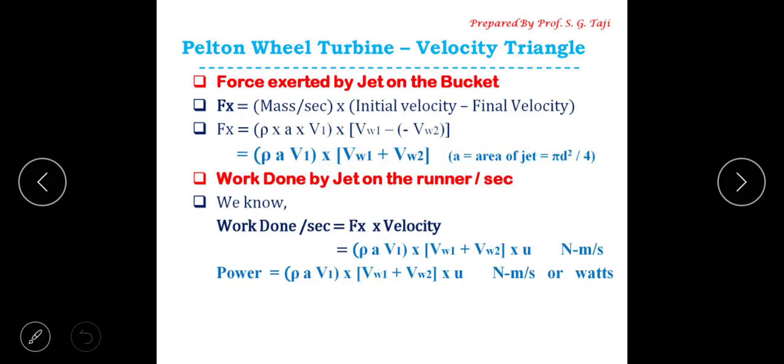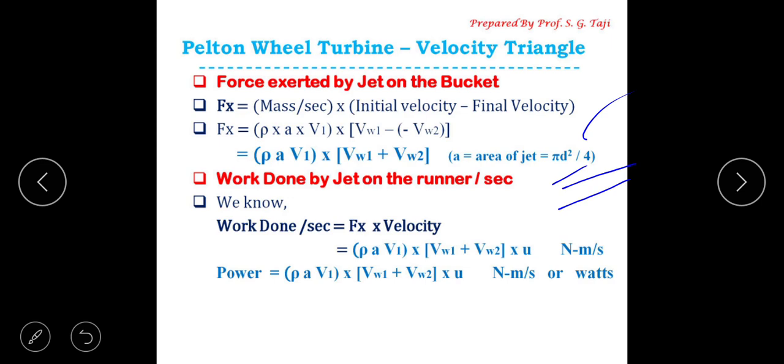Force exerted by the jet on the bucket, Fx, is equal to mass per second multiplied by change in velocity, initial minus final. Fx is equal to rho a V1 multiplied by Vw1 minus of minus Vw2. Therefore, it becomes rho a V1 multiplied by (Vw1 plus Vw2). Here, small a is equal to the area of the jet, that is pi d squared by 4, where d is the diameter of the jet or nozzle.